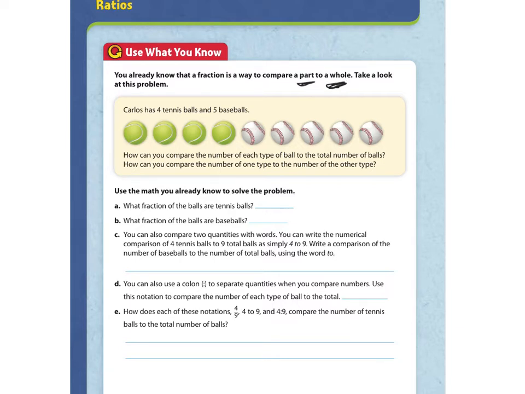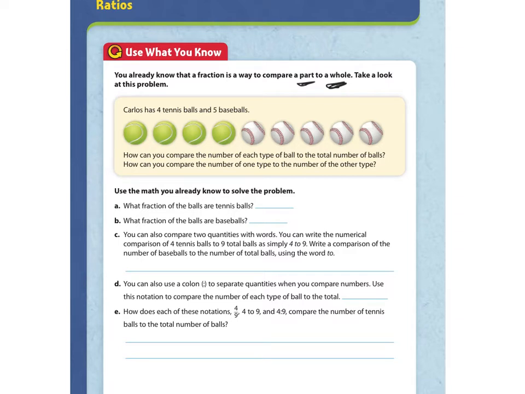So think of it in class as if we compare the girls to the total number of students, or the boys to the total number of students, or wins to the total number of games played. We're looking at that second. That's our whole, what we start with. A part is if we're looking at one section of it.